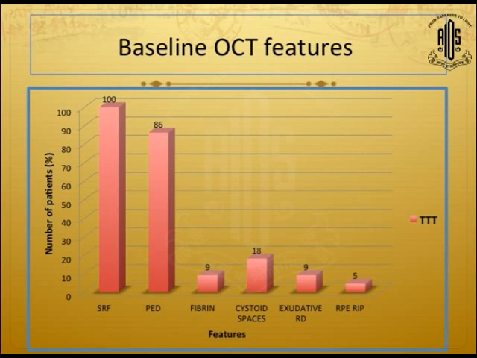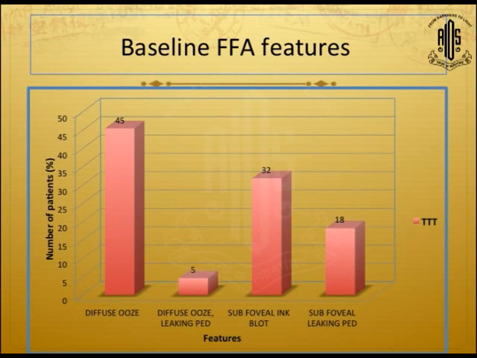The baseline OCT features: almost every patient had SRF, followed by 86% who had PED, and cystoid spaces with exudative RD in almost 9% of patients, and fibrin in 9% of patients. This suggests we have pretty chronic patients in which we have tried this treatment protocol. Again, baseline FFA features: 45% had diffuse ooze, suggesting chronic CSR, followed by a subfoveal ink blot leak in 32% of patients and subfoveal leaking PEDs in 18% of patients.